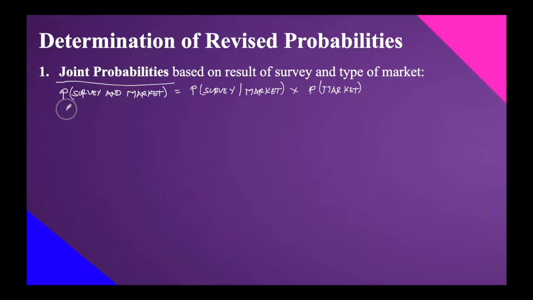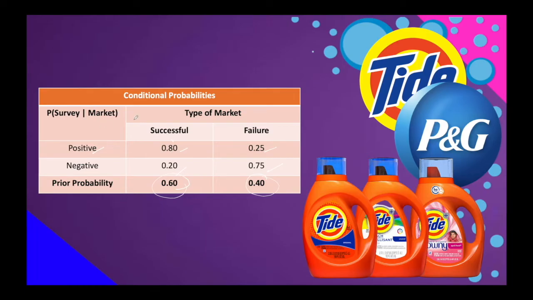Okay? Now, let's have two market types here, which are the successful and the failure. So, paano siya mako-compute? For the first one, probability of the survey given the specific market multiplied to probability of the market under successful. So, let's go to our table. Nasaan po yun? No? Probability, ito, positive, tapos successful. 0.8 times yung ating 0.6 na probability ng market.